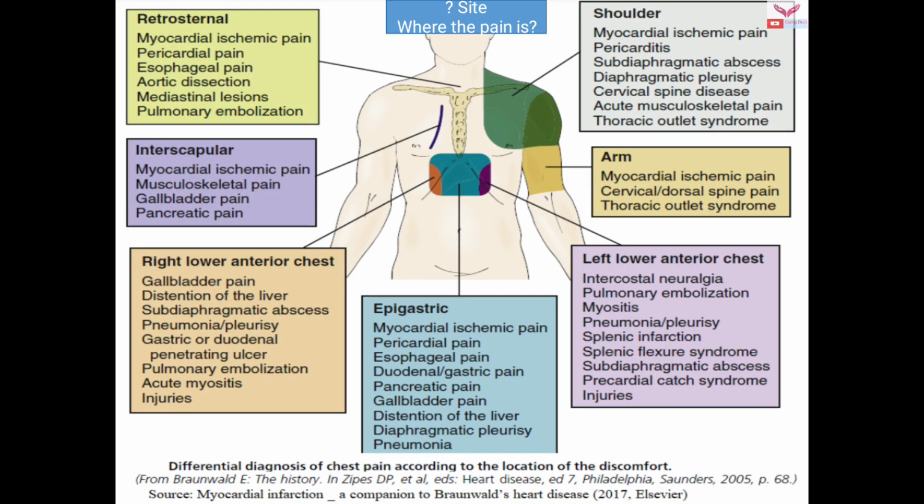You can see various causes have been mentioned. For example, if the patient comes to us with retrosternal pain, then we must think it could be myocardial ischemic pain, pericardial pain, esophageal pain, aortic dissection pain, mediastinal lesions, or pulmonary embolism. Similarly, we can see the other causes as well.